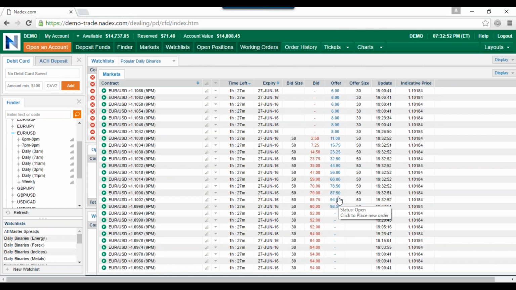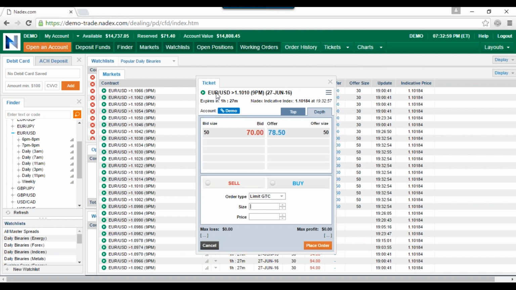As long as it expires 0.1 above the strike, Ron, like we just covered here. See right here on like 110? What are we saying here? That the euro dollar will be greater than 1.1010. Well, see the Nadex indicative? It's 1.10184. Notice right here, after the decimal, there's 4 numbers. But after the indicative decimal, there's 5 numbers. So as long as that last one is above 0.